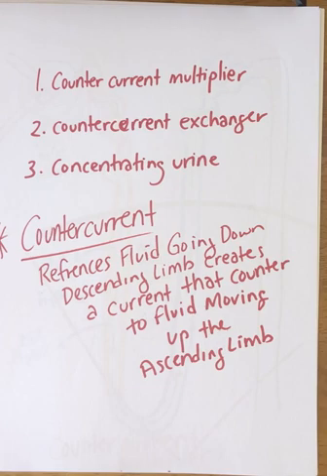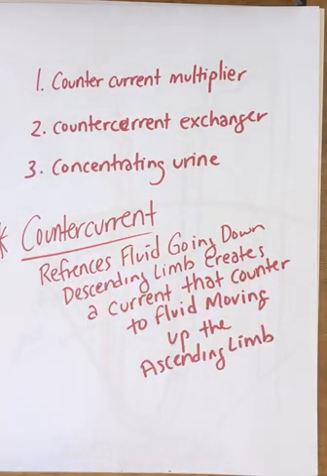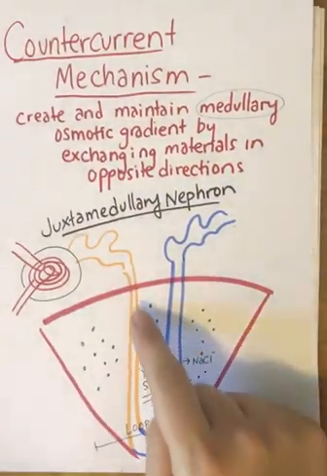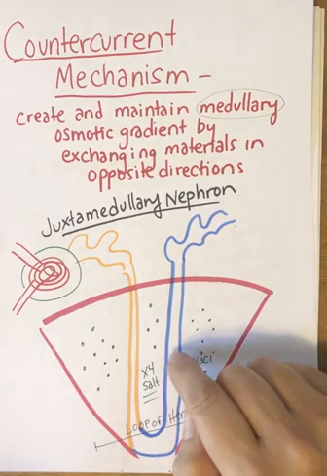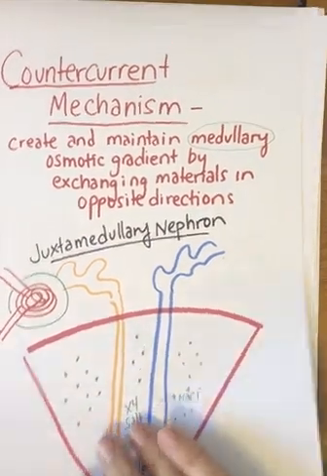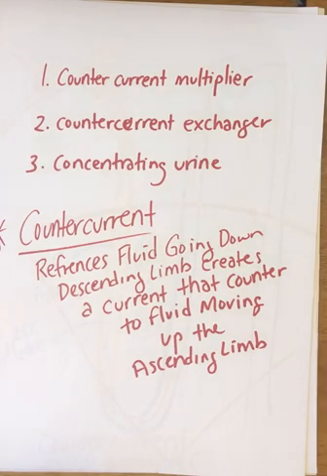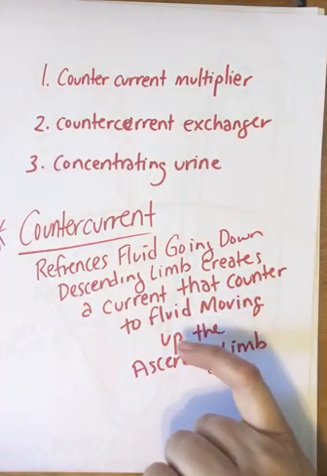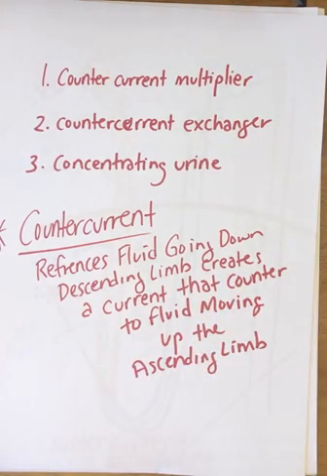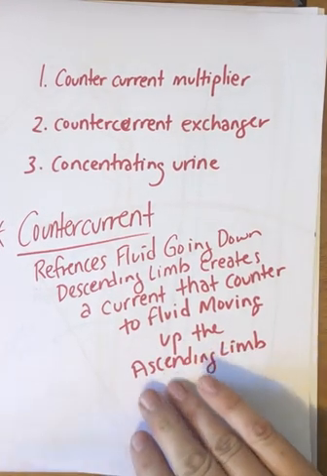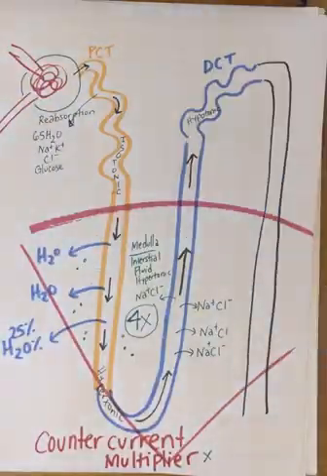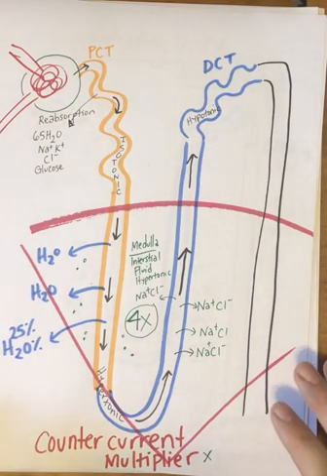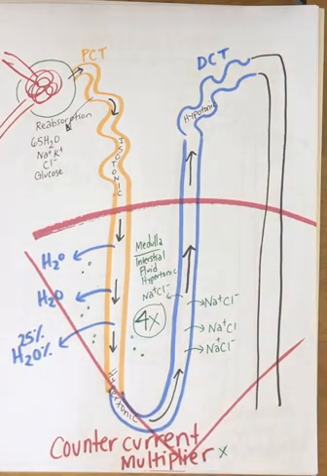The word countercurrent is referencing the fluid that is traveling down the descending limb versus the fluid that is going up the ascending limb. So it creates a current that is counter to the fluid moving up. It's always going to be opposite. They're doing opposite things. Countercurrent. The first one is the countercurrent multiplier.